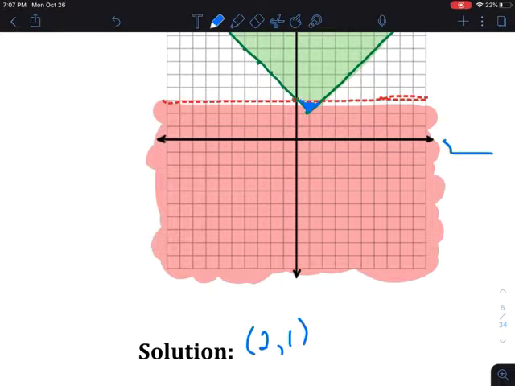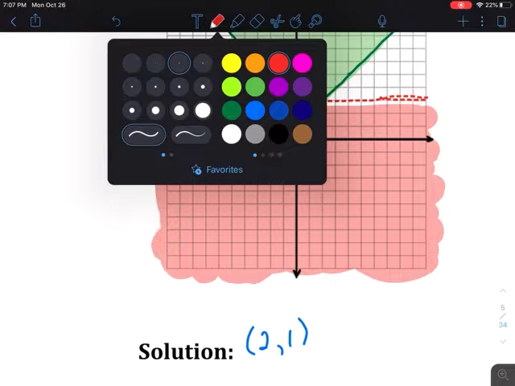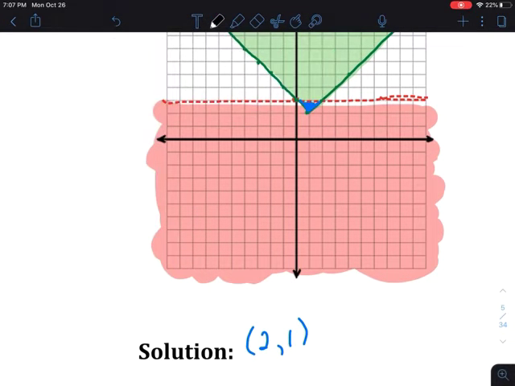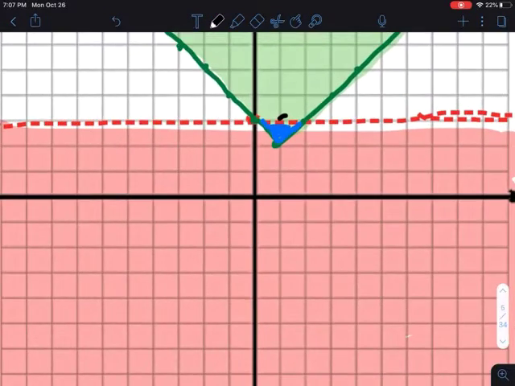What else? Would (0, 0) be a solution? Right here? No, it's not in the overlapping shaded area. Would (1, 3) be a solution? Let's look where it is. (1, 3) would be right here. I would say that would be a no. (1, 3) is not a solution because it's on that dotted line, which does not count.